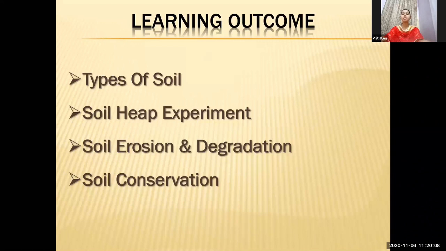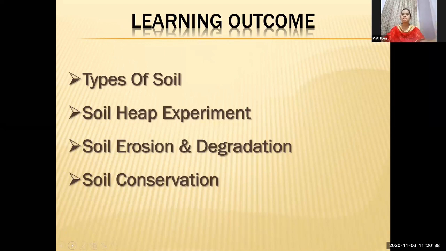Now we'll see the learning outcomes, the things which we are going to get after finishing this teaching. This half part will give you some learning outcomes. What are those learning outcomes? The first one is the types of soil. We'll get to know many types of soil over here. The second one is the soil heap experiment. Yes, I'm going to show you one experiment about soil through this lesson.